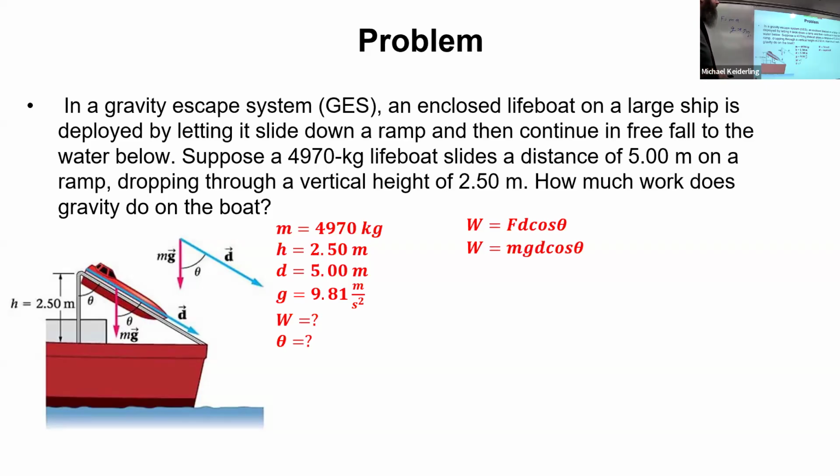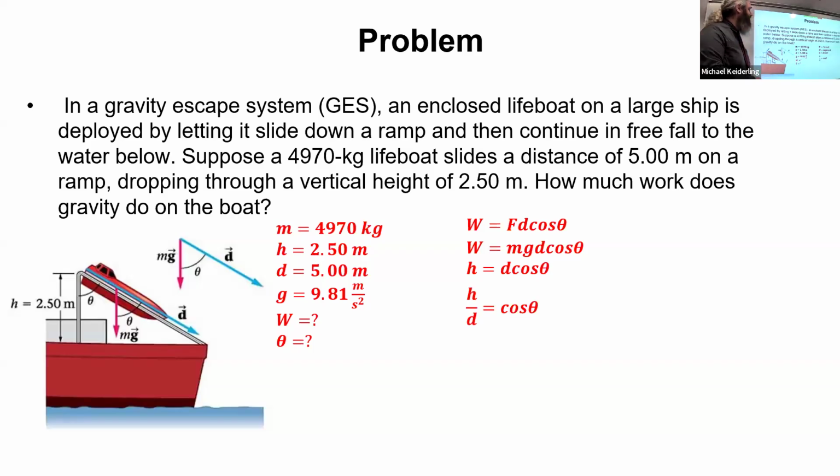To find theta, well, the force is mg, so we can just plug in mg. d is 5 meters. But it turns out, if we look at this triangle, h, the height, is d cosine theta. Now this length is d, and this is a right angle. So height is d cosine theta.